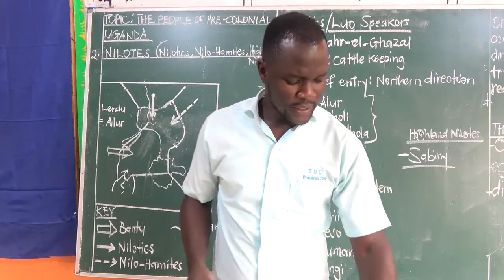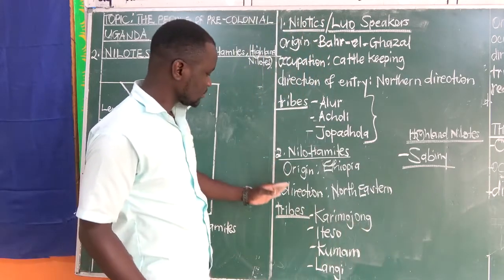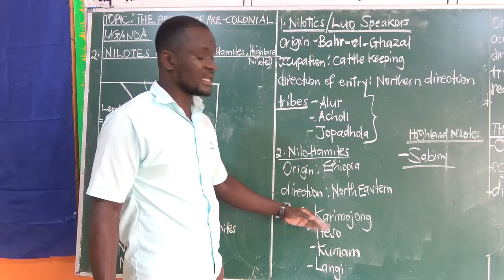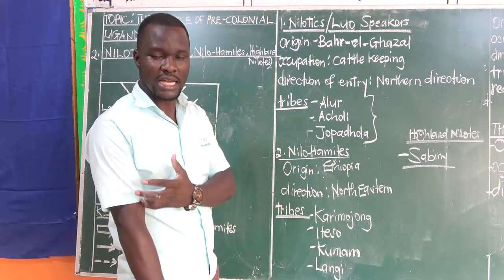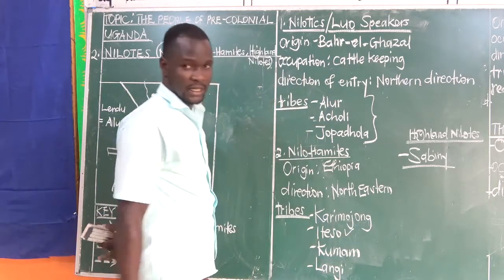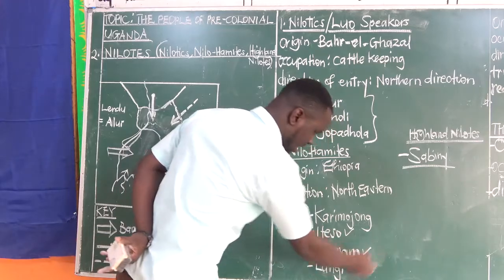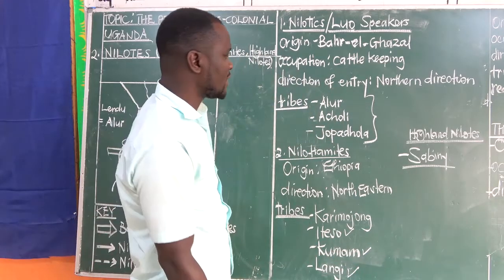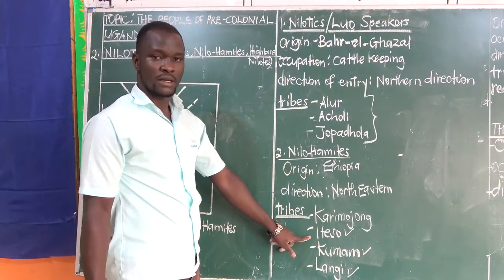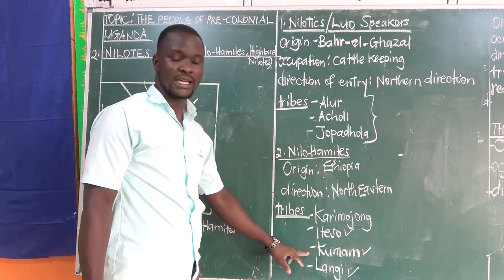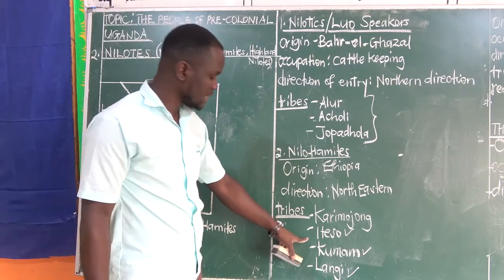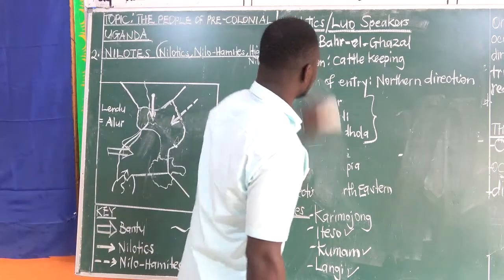And then finally, we need to note that some of these tribes that we have listed were, at that time, nomadic pastoralists, meaning they were cattle keepers. But as we speak today, you will find that the Iteso are no longer nomadic pastoralists. The Kumam are no longer. The Langi are no longer. So we need to give reasons as to why some pastoral tribes, or pastoral communities, changed from nomadic pastoralism into mixed farming. So those are the ones we are going to look at now.